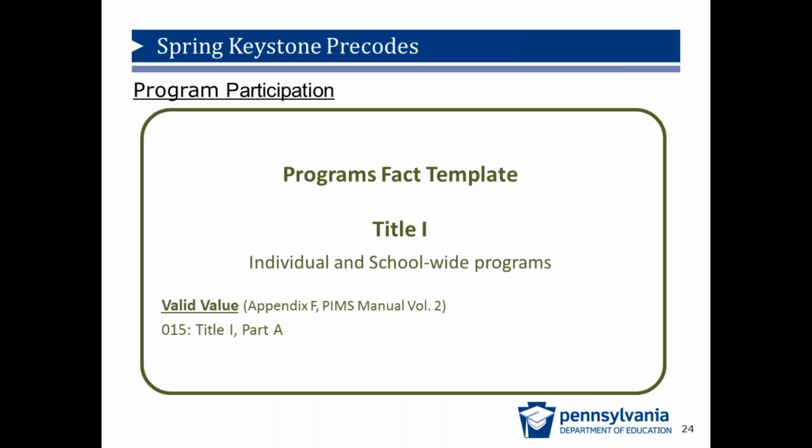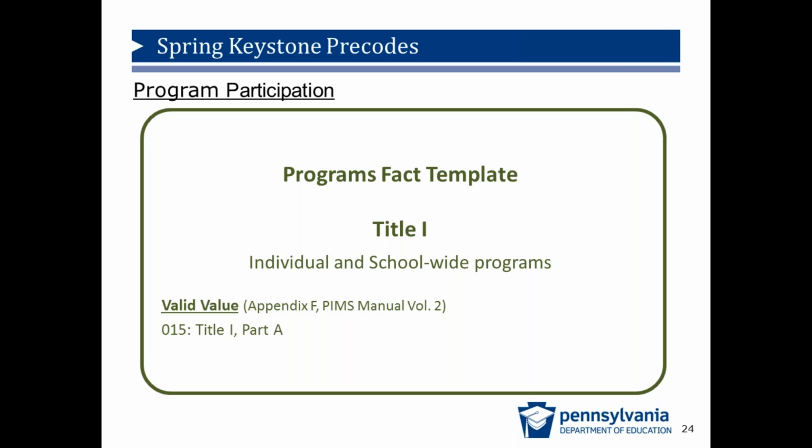Another part of matching the student to the test record, when the student record does not match on the four matching criteria of first name, last name, birthday, and PA Secure ID, is by collecting data from the program's fact template, which shows program participation. This comes from the second template needed for the Spring Keystone Precodes upload.